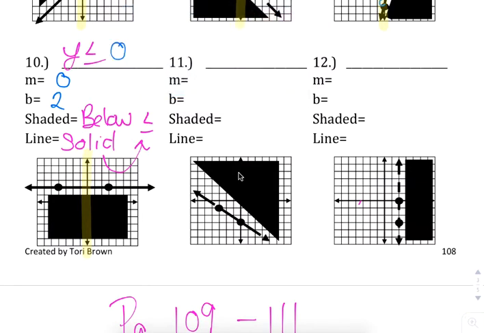We are not going to do 0x plus 2. We're going to take out that 0x. And I don't need the positive. It's just y is less than or equal to 2. Okay. All right, 2 more.